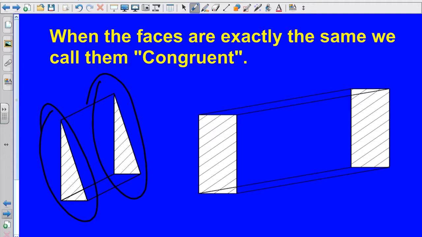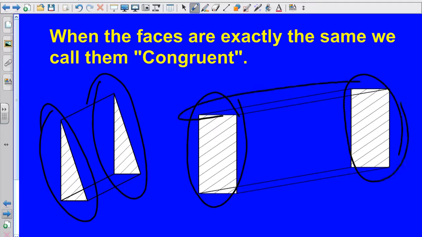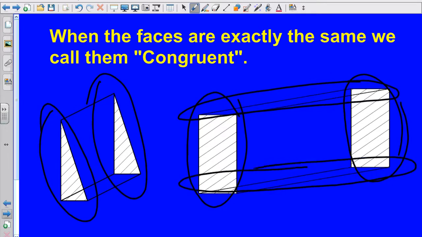There was also some congruent sides on the second figure. Sydney, how many are on this one? How many pairs of congruent sides? 2. Close. 3. There's the 2 here on the ends, right? There's the top and the bottom, right? And then it's hard to see, but there's the front and the back, isn't there?